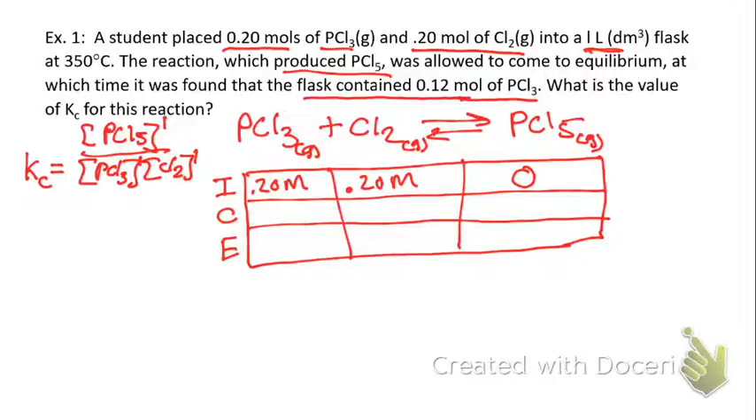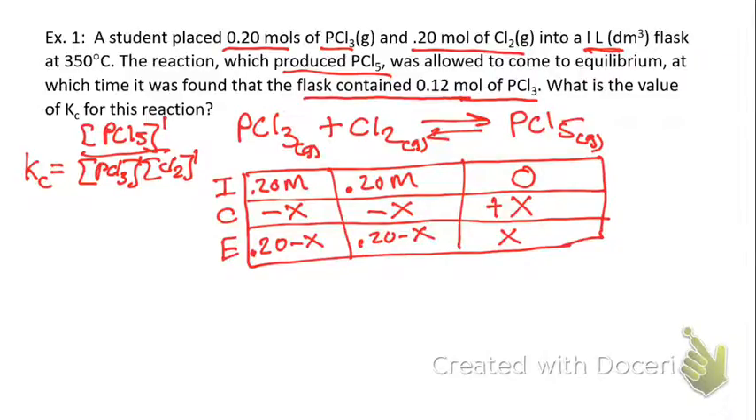Now the changes. I do know that I'm going to lose reactant. How much, I don't know yet. So I'm going to put minus x, and then I'm going to gain product, so that should be a plus x. And they're all 1-to-1 ratio because each coefficient is 1 in the balanced equation. So now at equilibrium, the question is, what are the equilibrium concentrations? Well, it would be 0.2 minus x, 0.2 minus x, and x.